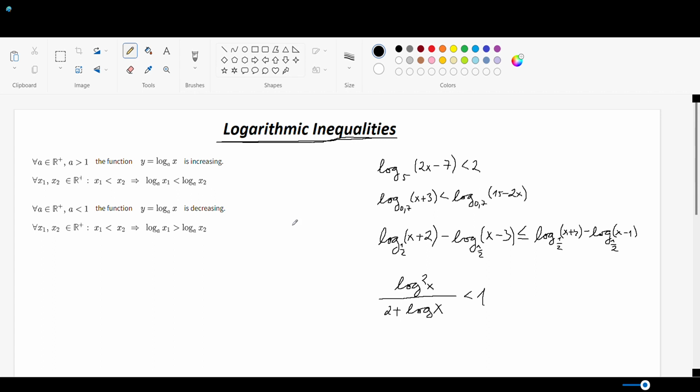It is because, depending on the value of the base, the function logarithm base a of x can be increasing or decreasing. And based on this information, in a couple of inequalities we have to change the inequality sign to the opposite one. Let me now explain why and how it basically works.